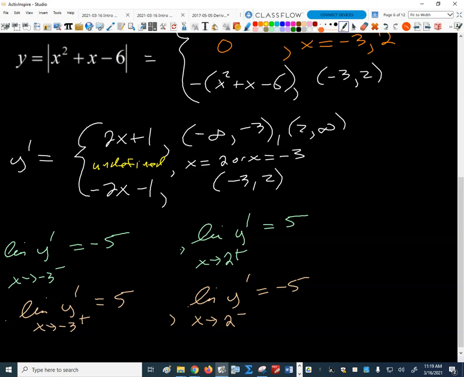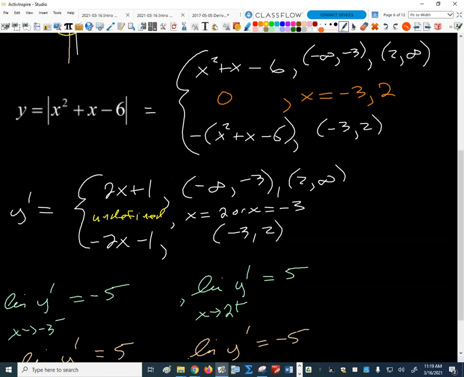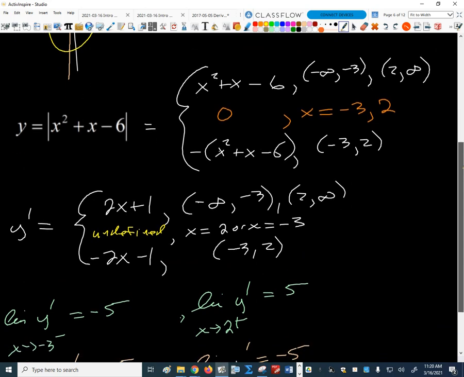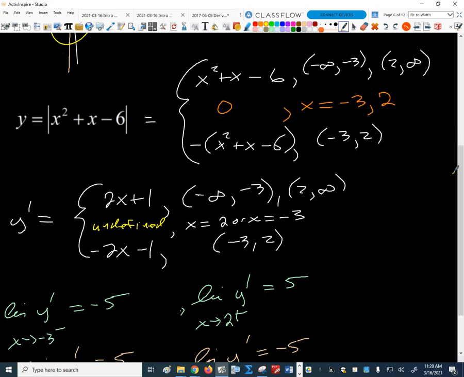Okay, so now we have enough information that we could actually make a table out of this. So let's copy all this stuff, and we could even do a second derivative if we wanted to. That's pretty simple. We'll do that.